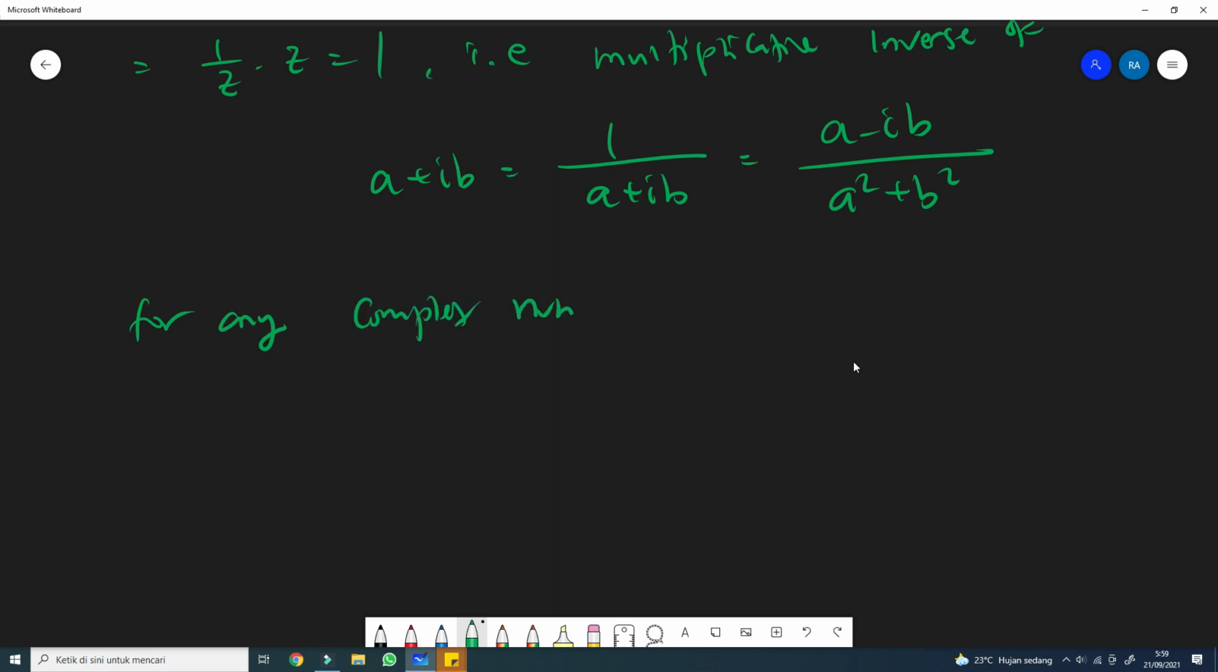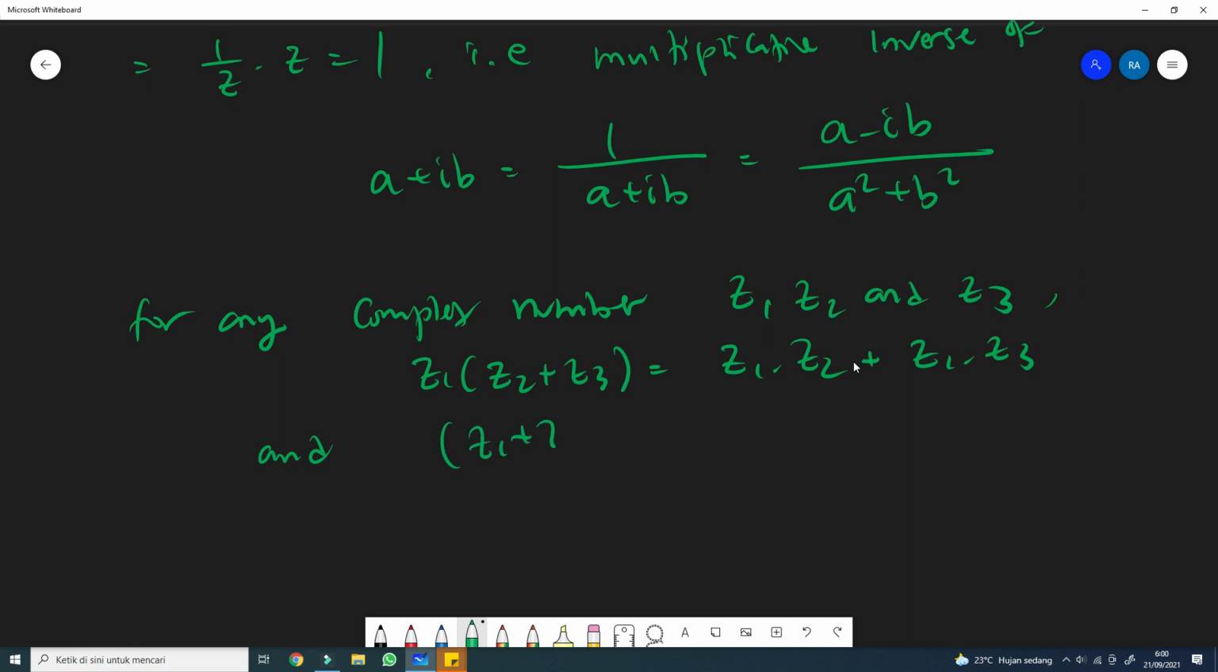For any three complex numbers z1, z2, and z3, z1 times (z2 plus z3) equals z1 times z2 plus z1 times z3, and (z1 plus z2) times z3 equals z1 times z3 plus z2 times z3.